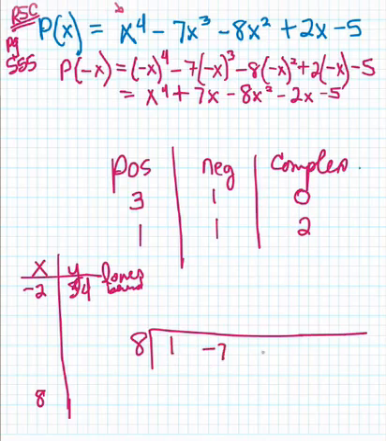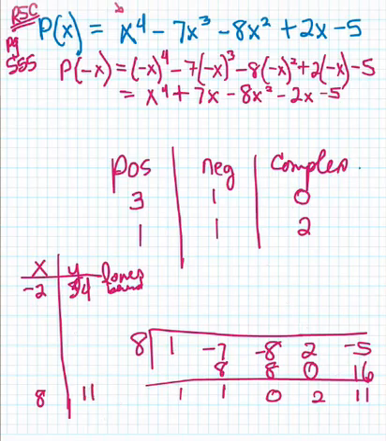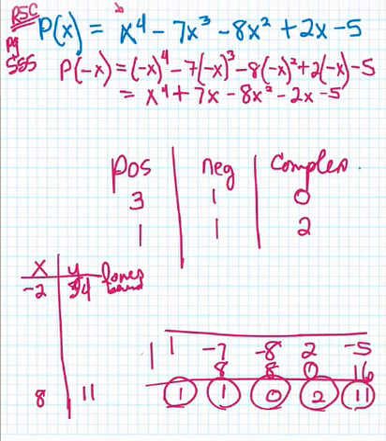So 1, negative 7, negative 8, 2, negative 5, right? Bring down the 1. I get 8, and positive 1, 8, 0, 0, 2, and then 16, and finally I get 11. And so for 8, I get 11 right here. And you can see they're all positive, which I guess I better emphasize here: positive, positive, positive, positive, positive. Since the signs are the same all the way through, 8 is an upper bound.